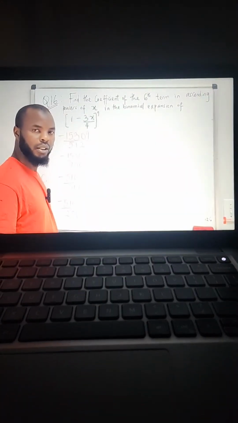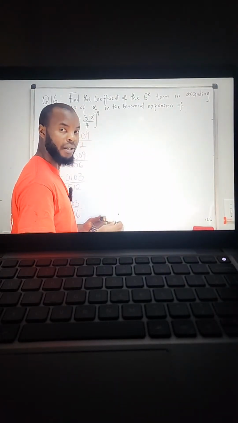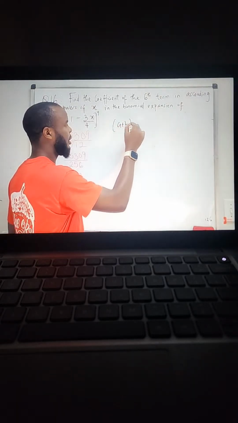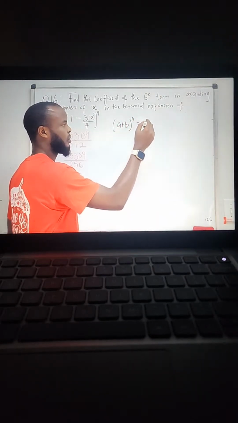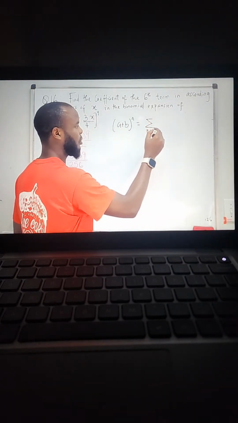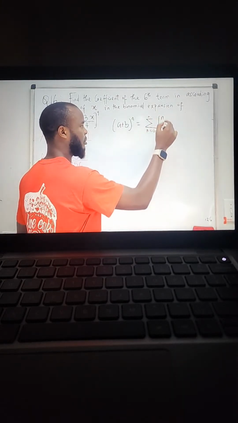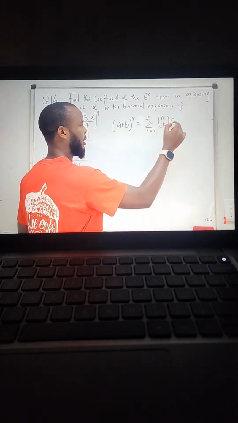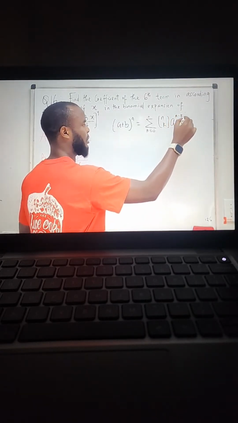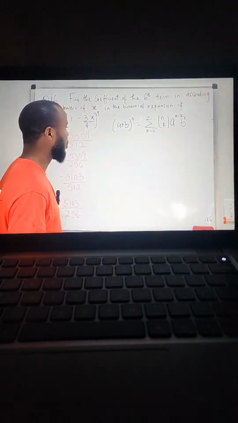Now to do this, we need to use the general form for the binomial expansion, which says that we have a plus b to the power of n. For the general form, we have summation from k equals 0 to n of n combination k, a to the power of n minus k, and b to the power of k. So this is the binomial expansion.